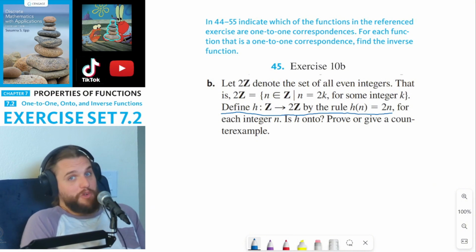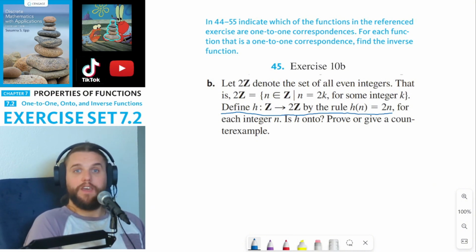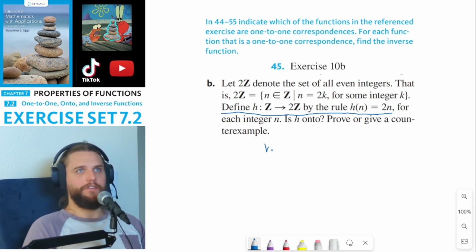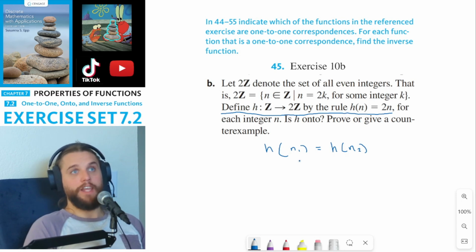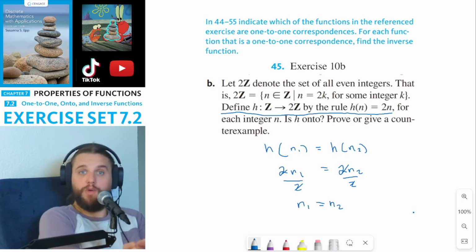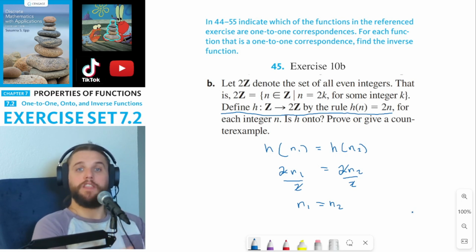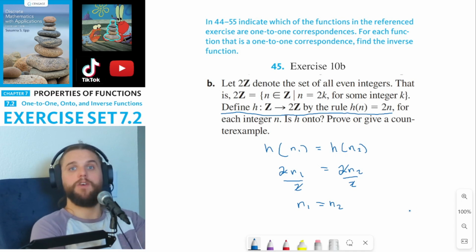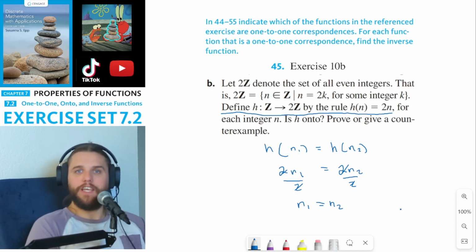Even though we're not supposed to prove it, I think it's helpful to see why something is one-to-one deductively through a proof. So let's imagine we have two different inputs that correspond to the same output. According to the function rule, the output of h of n1 is 2 times n1, and the output of h of n2 is 2 times n2. We could divide both sides by 2 to show that these inputs must therefore be the same. So if we have two outputs that are the same, then the corresponding inputs must also be the same. So this function is one-to-one.